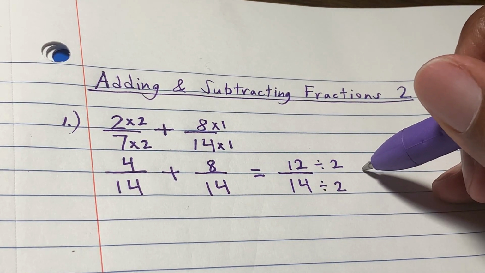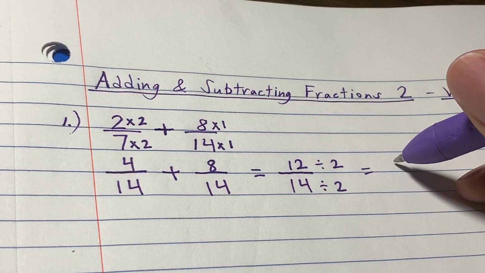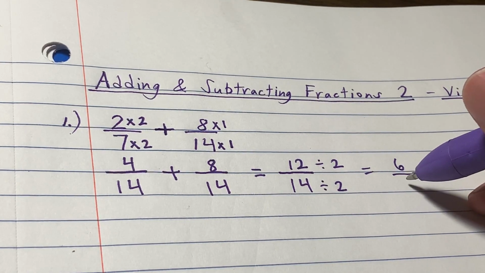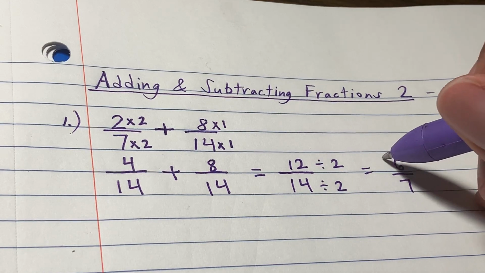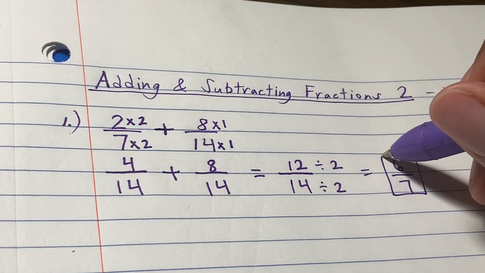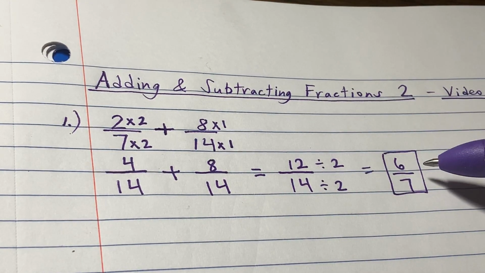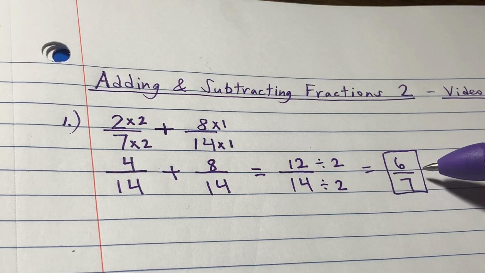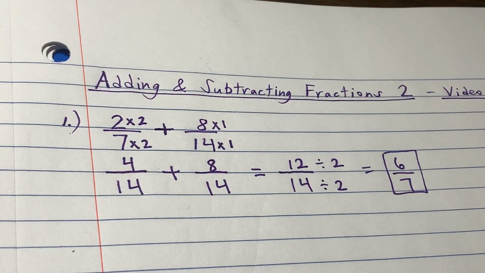So what's 12 divided by 2? Someone just said 6. Good. And what's 14 divided by 2? Okay, someone just said 7. Good. So this is my final answer, 6/7. And because it's a proper fraction, there's no need to convert it into a mixed number. The top number is smaller than the bottom. Proper fraction, it stays that way. We are done. Folks, that's it. That's it for that problem. Let's look at a mixed number.